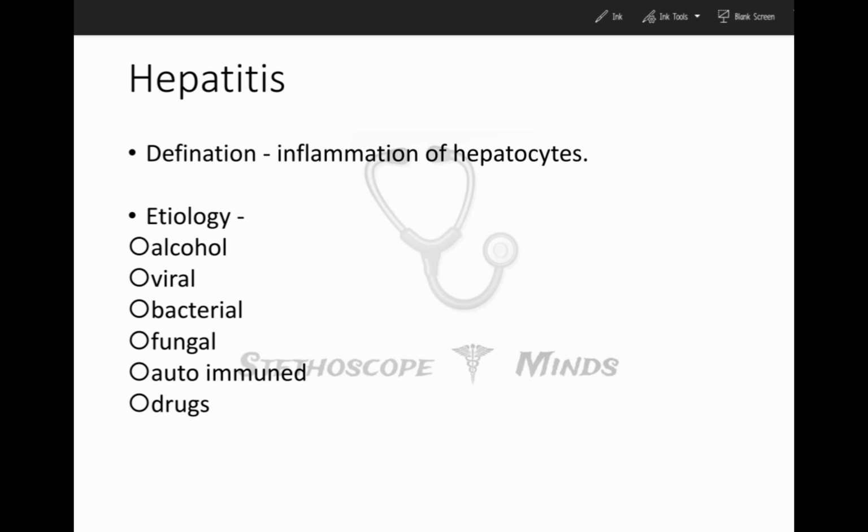Hepatitis, one of the most important and favorite topics for examiners to confuse us. This topic is useful for both FMGs and NEET PGs. Let's begin. What is hepatitis?